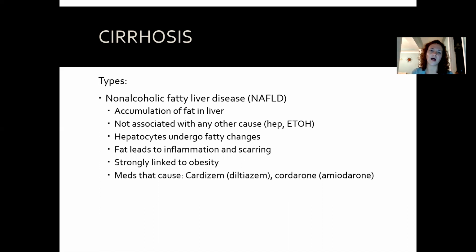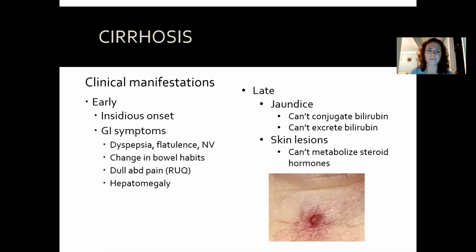Meds that we have seen cause non-alcoholic fatty liver disease are Cardizem or diltiazem, which we've talked about as a calcium channel blocker, and it can work as an antidysrhythmic as well. And then amiodarone is also an antidysrhythmic. While we certainly need to give those meds if the patient's in some kind of cardiac need of it, in some conditions it has led to non-alcoholic fatty liver disease.